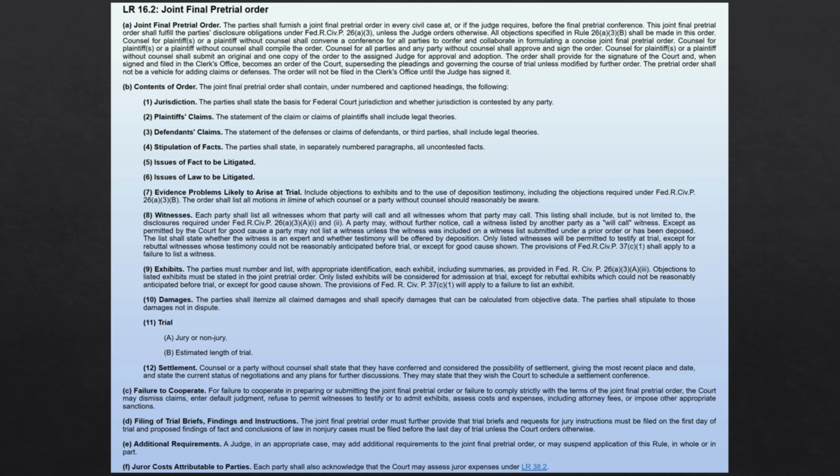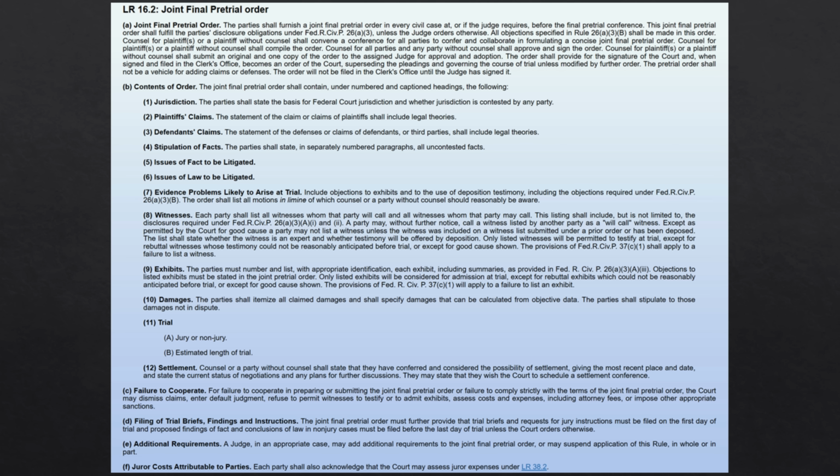So whatever's left for plaintiffs' claims, whatever's left of defendants' claims, stipulation of facts. So that's the things that people admitted to. And then issues of fact. That's the things that were denied. Those are the things that will be fought out in the trial. Evidence problems that may arise at the trial. Is there something wrong with some of the evidence? Are there issues with some of the evidence? Do they object to each other's evidence?